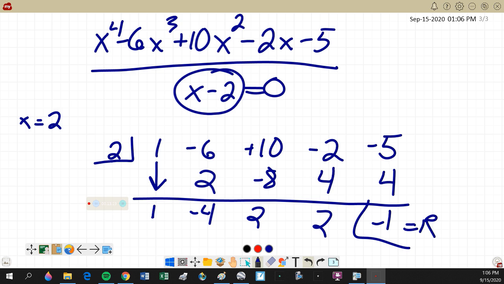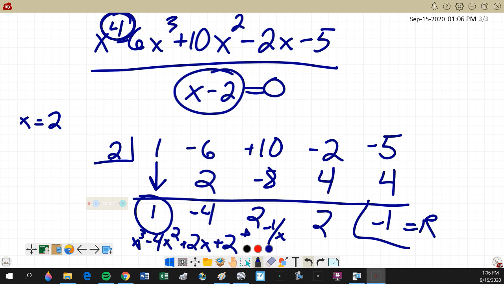Did this go in evenly? No. Okay, so I have a remainder. And now we can write the new equation by looking at the degree of the original equation and then making the degree of the new equation 1 unit smaller. So this becomes x to the third minus 4x squared plus 2x plus 2, remainder negative 1, or negative 1 over x minus 2. Okay, let me show you another one.